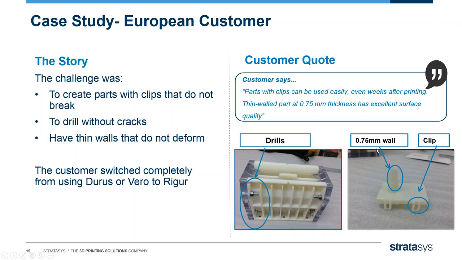The picture right of this shows in detail a little bit the ledges and the clip functions and the symbols, and all this is running perfect with Rigor when you, of course, take care about the print direction. So in every case, whenever possible, these ledges and clips and whatever you should print in the X and Y area and not along Z. This gives an extra flexibility, and then you have very good and successful parts.